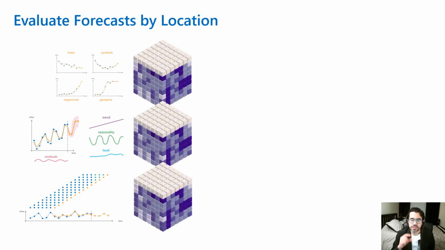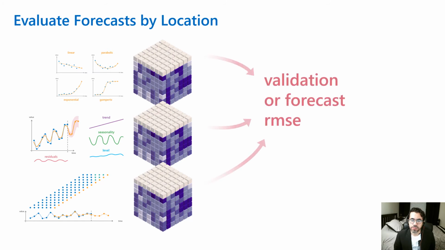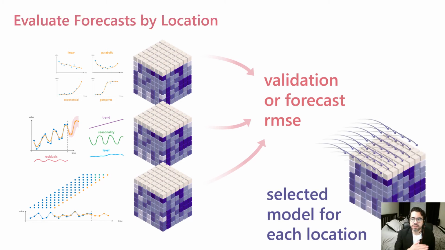And the way this tool works, it's called Evaluate Forecast by Location. It'll take the model cubes, the outputs of these methods, and it will produce validation and/or forecast RMSEs and evaluate them once again individually for each location, selecting, of all the models that you may have run, which one is the best for each location.